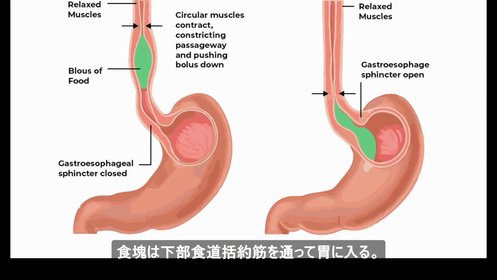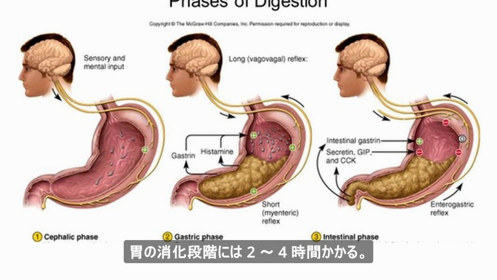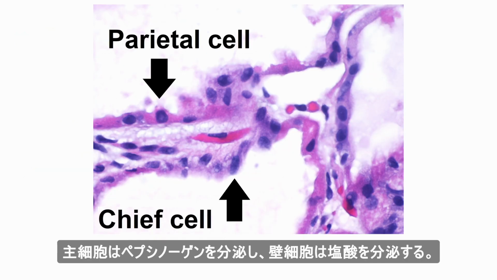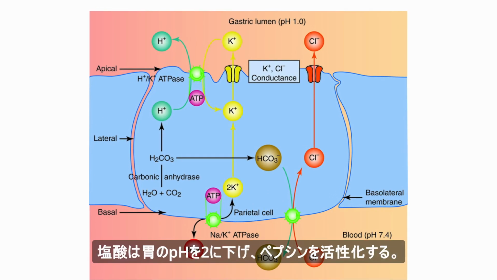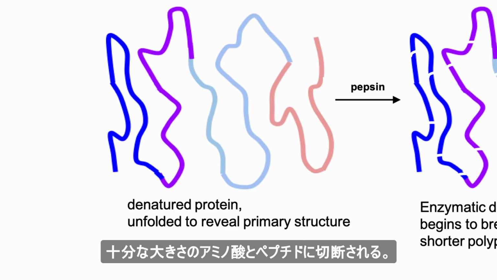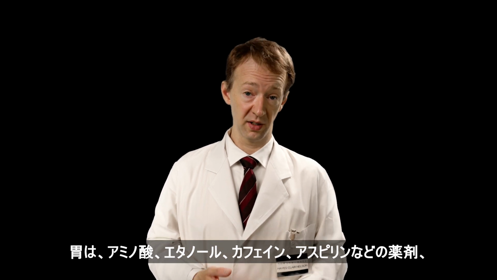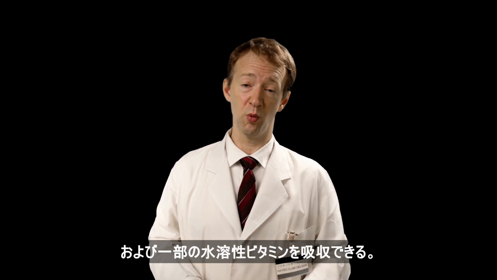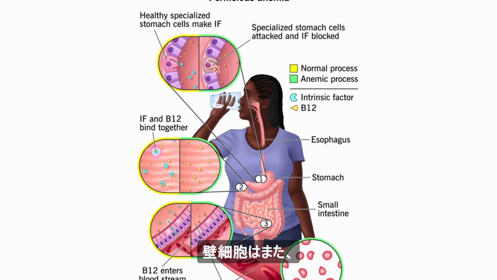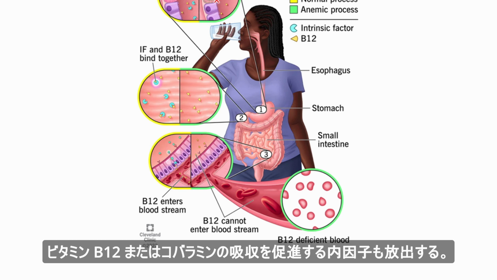The bolus enters the stomach through the lower esophageal sphincter. The gastric phase of digestion takes about 2 to 4 hours. Chief cells secrete pepsinogen, while parietal cells secrete hydrochloric acid. Hydrochloric acid lowers the pH of the stomach to about 2 and activates pepsin, which in turn cleaves proteins into amino acids and peptides that are small enough to be absorbed. The stomach is able to absorb amino acids, ethanol, caffeine, medications such as aspirin, and some water-soluble vitamins. Parietal cells also release intrinsic factor, which facilitates absorption of vitamin B12, or cobalamin.